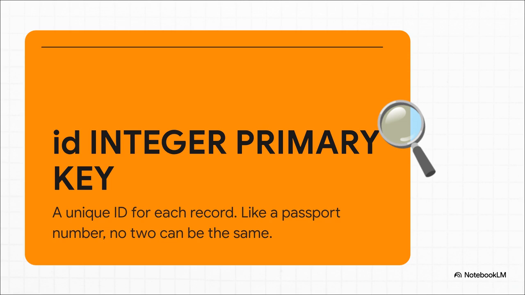This is the golden rule. It means every single book we add to this table must have its own unique ID. It's like a passport number for our data. No two can be the same.